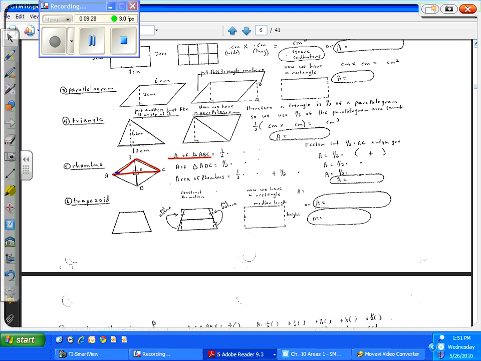The area of triangle ABC, that whole big triangle, is 1/2 its base AC times its height BE. The area of triangle ADC, the one on the bottom, is also 1/2 its base, which is the same as the other one, AC, times its height, which is ED.